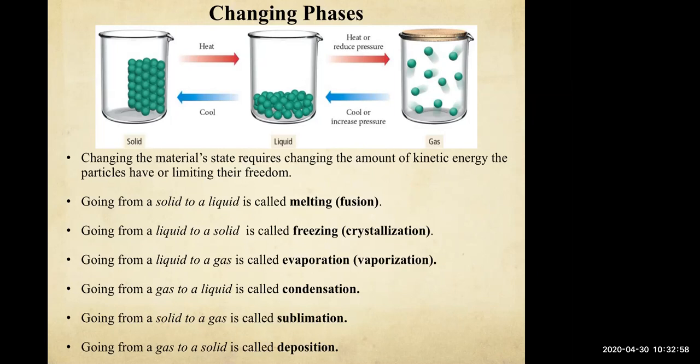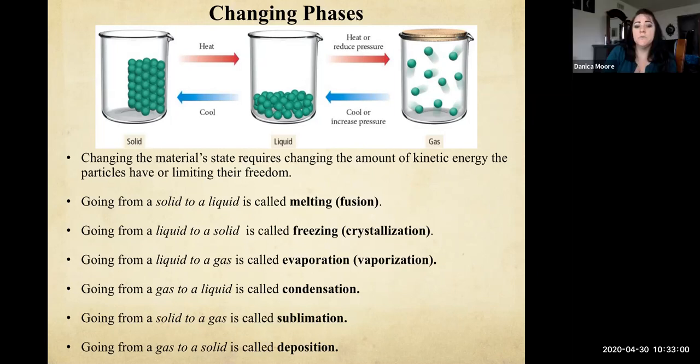Cool. Going from a liquid to a solid is called freezing or crystallization. Going from a liquid to a gas is evaporation or vaporization. Going from a gas to a liquid is called condensation. Solid to a gas is called sublimation, and gas to a solid is called deposition. So those last two are probably some of the newer ones, especially the gas to a solid. Those are ones that you're probably going to have to think a little bit more about in terms of making sure that you understand those.